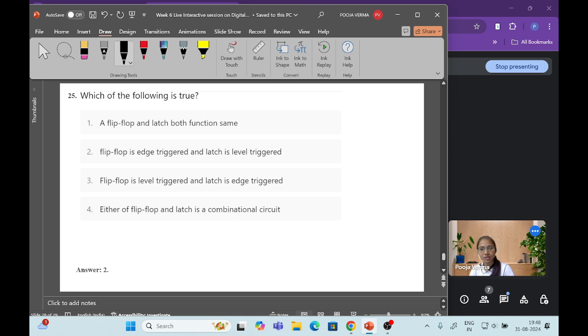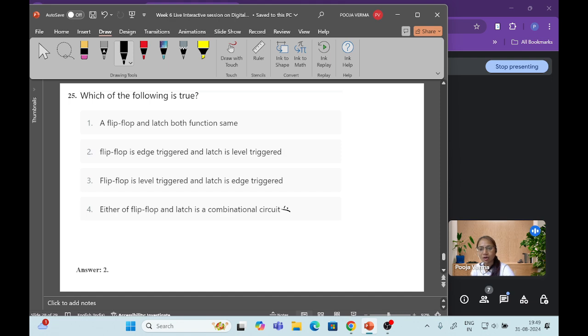So moving to the next question. Which of the following is true? Option 1, a flip-flop and latch both function the same. Option 2, flip-flop is edge triggered and latch is level triggered. Option 3, flip-flop is level triggered and latch is edge triggered. Option 4, either a flip-flop or latch is a combinational circuit. Flip-flop or latch is not a combinational circuit.